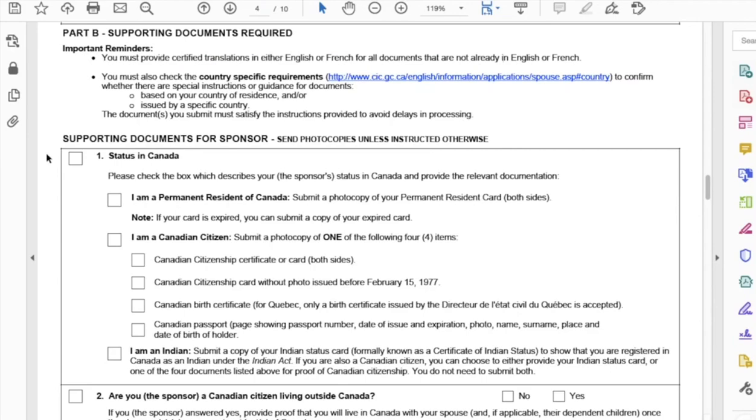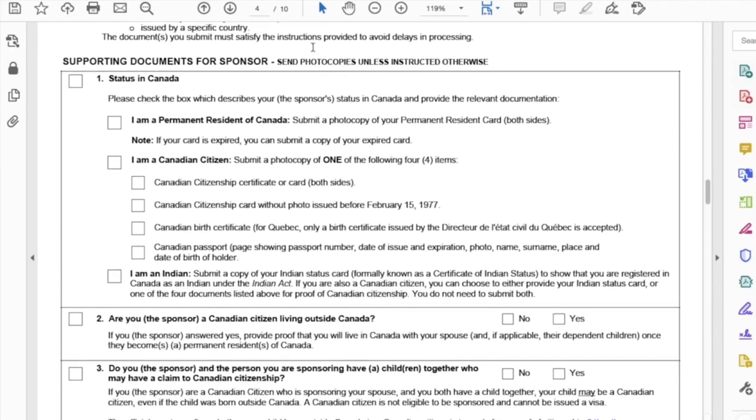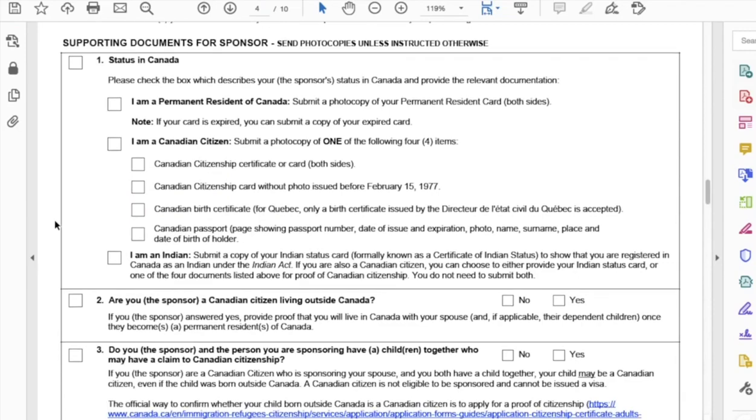So the supporting documents for sponsors. You have to send the photocopies. Please note you don't have to send the originals. So what are your supporting documents? If you're a permanent resident, you have to submit your permanent resident card, I mean the photocopy of the card. If you're a Canadian citizen, then you have to submit the citizenship certificate or the passport.